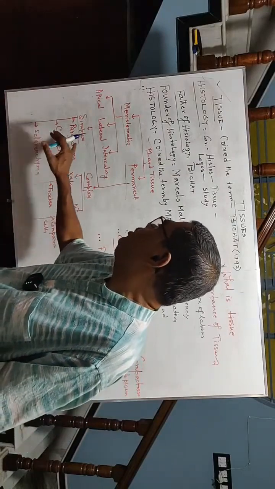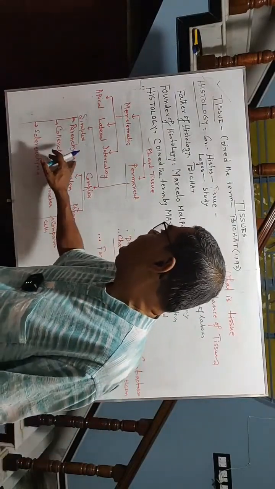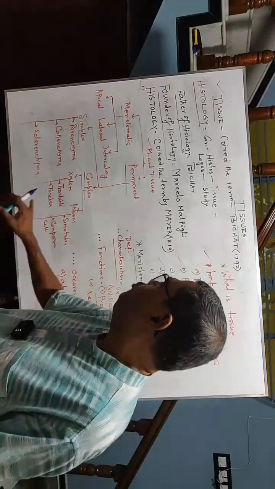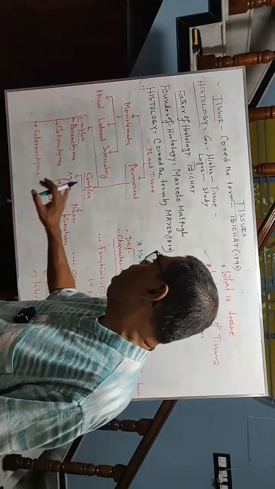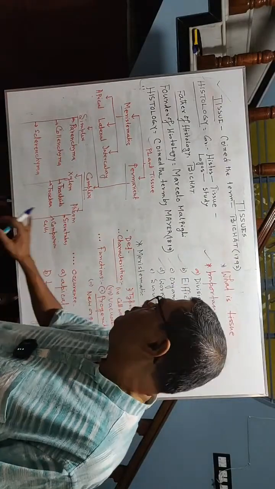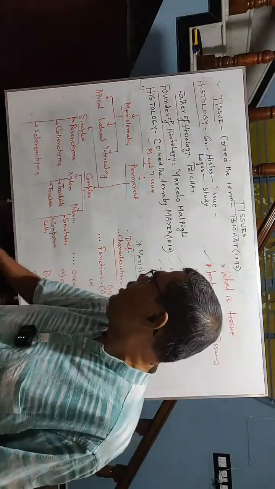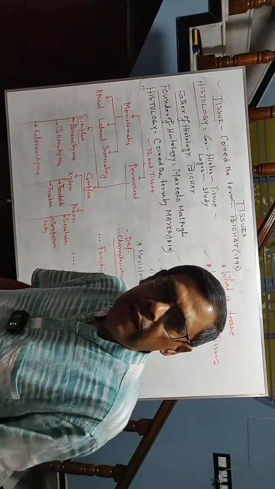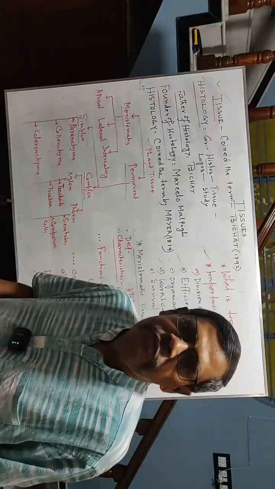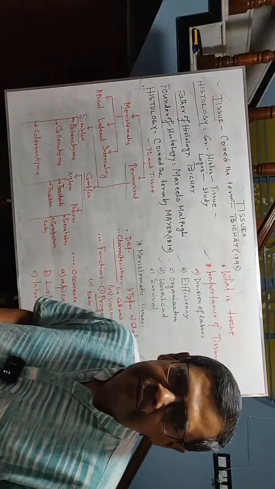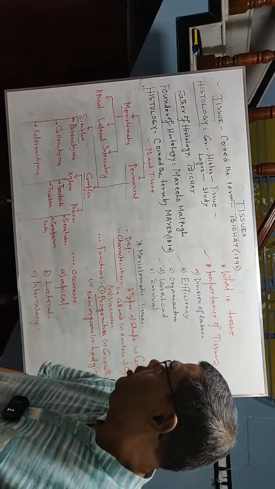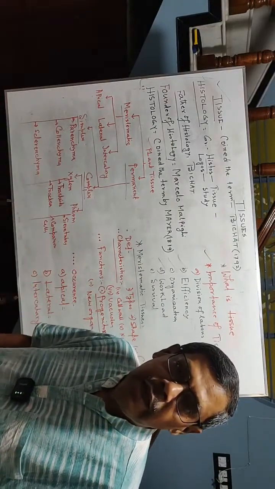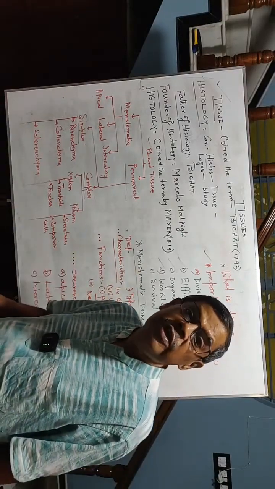Simple permanent tissue may be divided again into parenchyma, collenchyma and sclerenchyma. The complex permanent tissue is divided into xylem and phloem. Xylem may be called the water conducting tissue. Phloem may be called the food conducting tissue. Xylem is formed by tracheids, trachea, xylem parenchyma and xylem fiber. Phloem is formed by sieve tubes, companion cells, phloem parenchyma and phloem fiber.